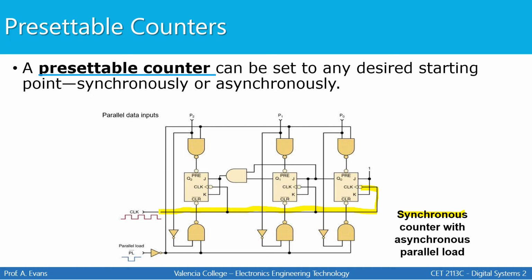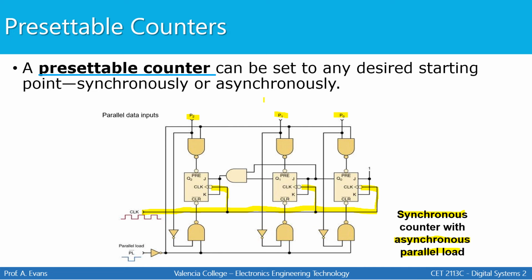Imagine a clock signal coming from your function generator. Each flip-flop has a single clock signal all coming from the same point. So it's considered a synchronous counter because of that reason. The reason why we call it a synchronous counter with an asynchronous parallel load is because I can determine the output of the counter using these three inputs.